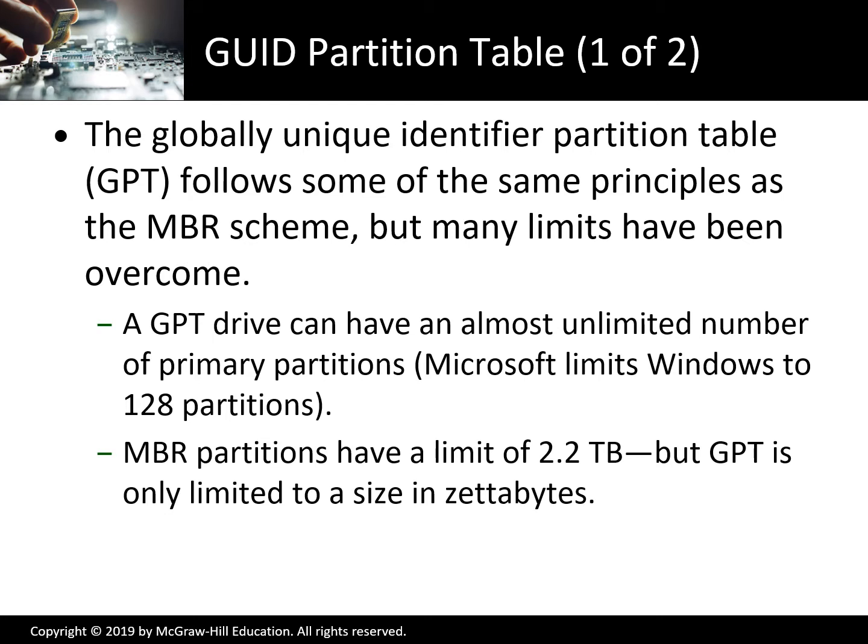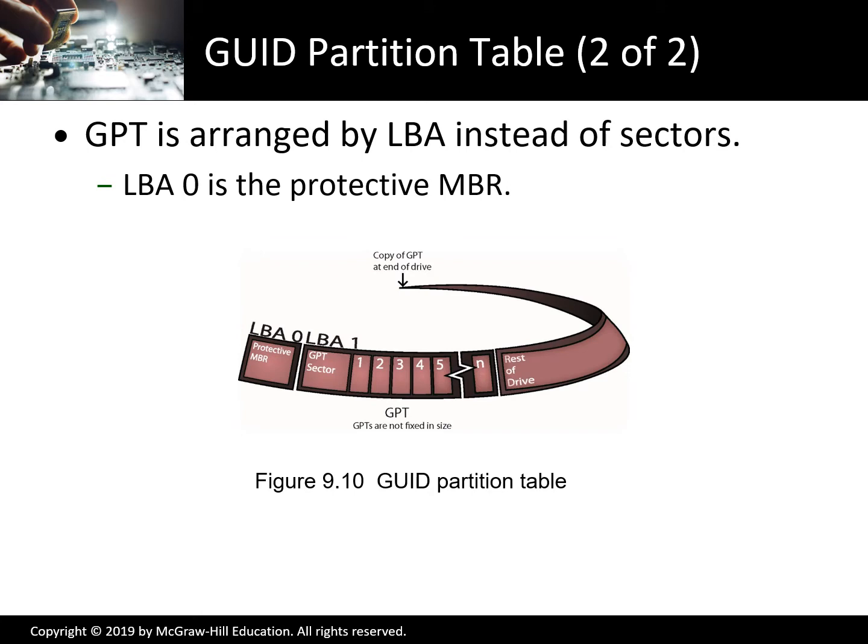When you go to a class, a lot of times they'll say, here's your iDrive, it's tied to your account, and they set that up ahead of time, and that's how they do it, simply partitioning. The MBR partitions have a limit of 2.2 terabytes, but the GPT has only limits in the zettabytes, so we're taking a look at exponentially larger. Now, the GPT is arranged by LBA instead of sectors. Okay? LBA 0 is the protector of the main boot record.